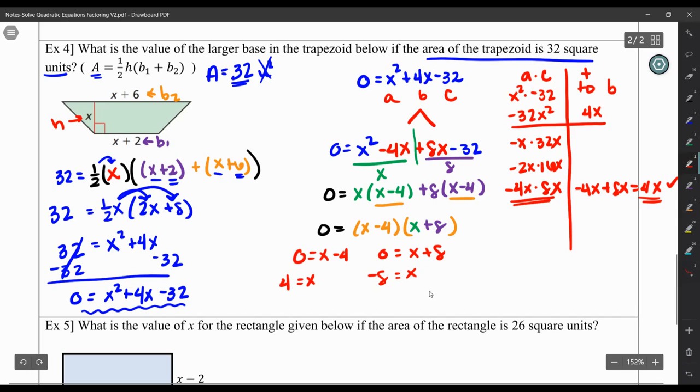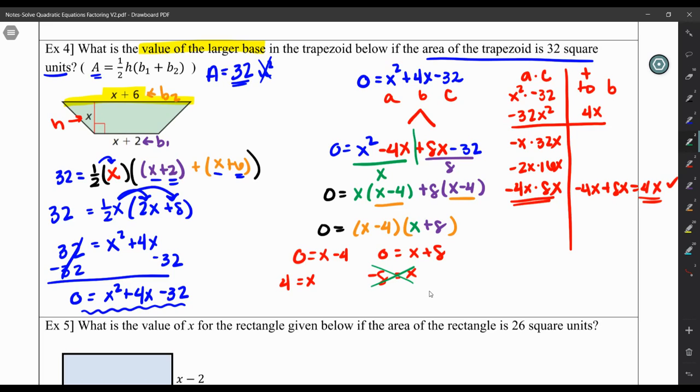Now, normally we would stop here and say we're done, but because this is an application, you need to think about the reasonableness of your answers. First of all, we wanted to know the value of the larger base. So I want to know what this value is here, because x plus 6 is the longer base. Now, here's another issue. If I use negative 8 and put that here for height, that would give me a height of a negative value. You can't have a negative length. It's not reasonable. So this isn't even really a solution because you can't have a negative value for a height, a length, a base, a volume, none of that.